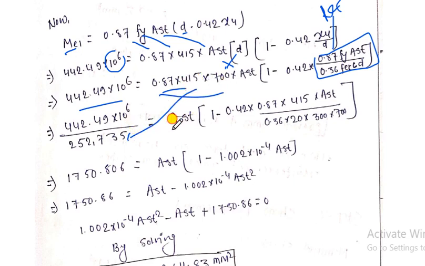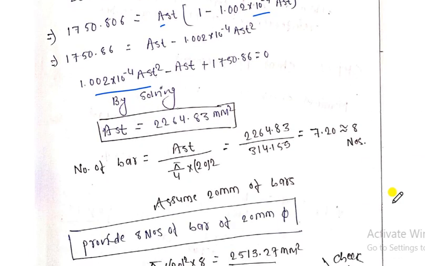Similarly, as in the equation, 1 minus 0.42, 0.87 into 415 Ast, 0.36, 20 the fck, b is 300, d is 700. If you solve these, you get 1 minus 1.002 into 10 to the power minus 4. If you subtract with Ast, you will form these equations. After solving them, we got the value of Ast as 2264.83 mm square. So this is the required value.